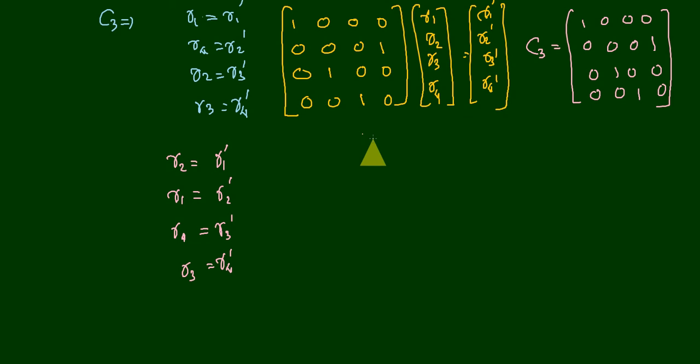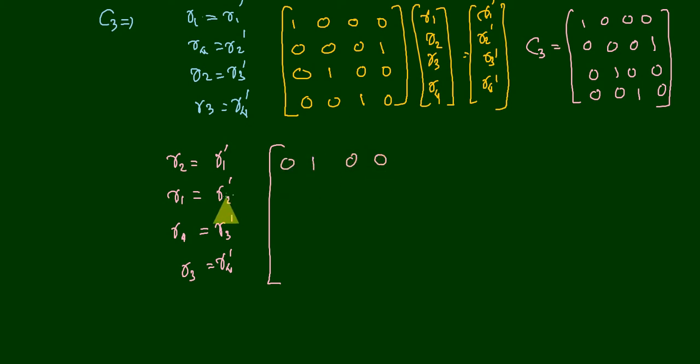Okay, and I will write the matrix directly. Here in this case we can write the matrix. R2 is equal to R1 dash. So we have to write 1 in the second place because it is R2 which is becoming equal to R1 dash. So 0, 1, 0, 0.